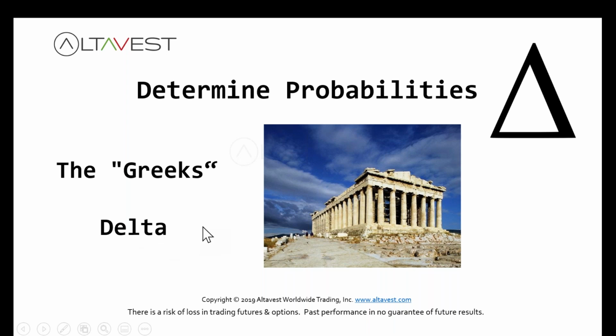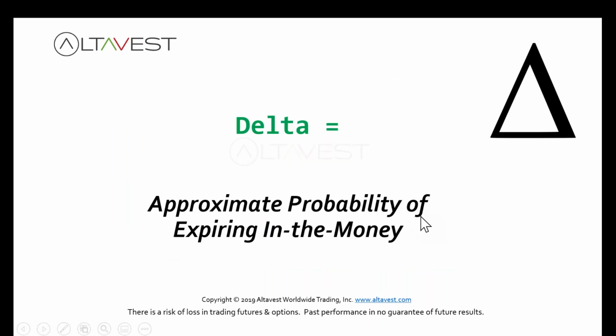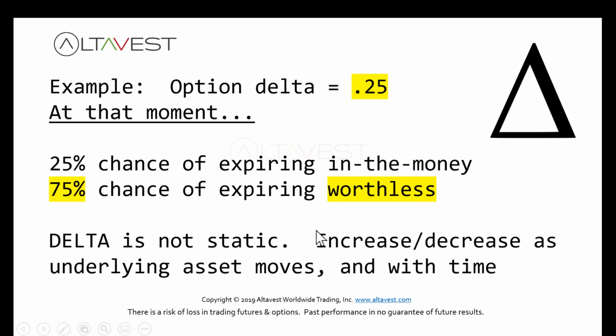One is delta. What does that mean? It's the approximate probability of an option expiring in the money. So really, that's how we view delta, and that's really the best way to look at it for our purposes. For example, if the delta is 0.25, that means there's a 25% chance that option will expire in the money at that moment when it's 0.25. So if there's a 25% chance it's in the money, then the converse would be 75% chance it expires worthless.